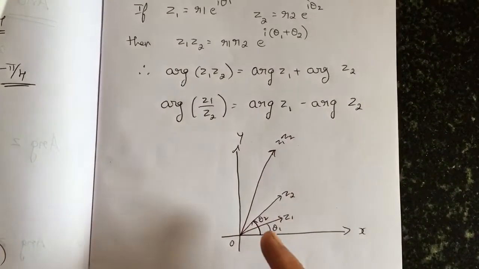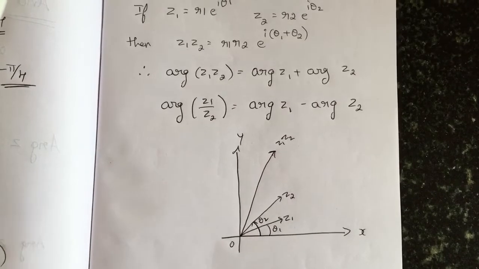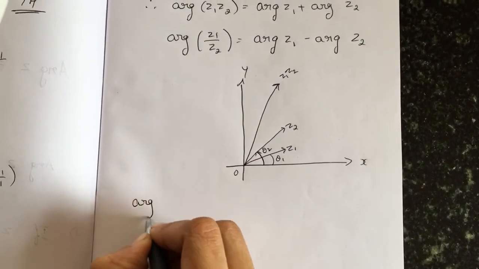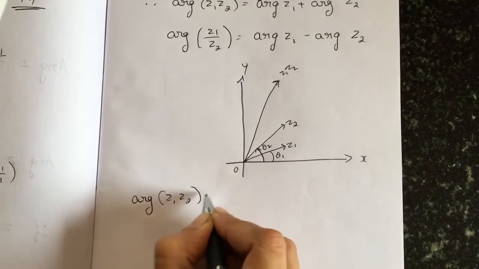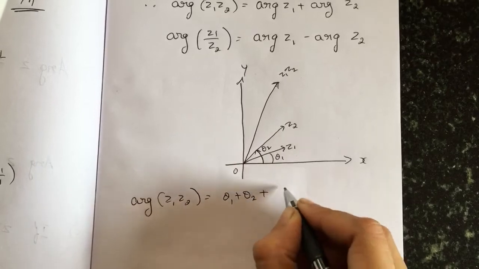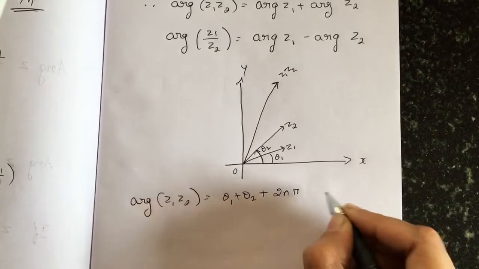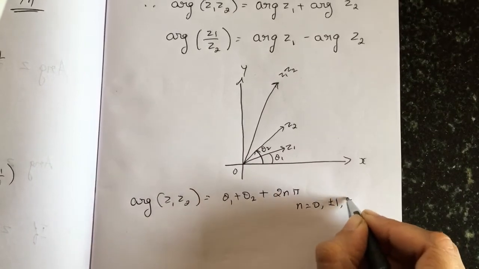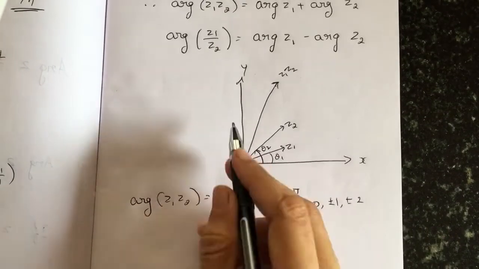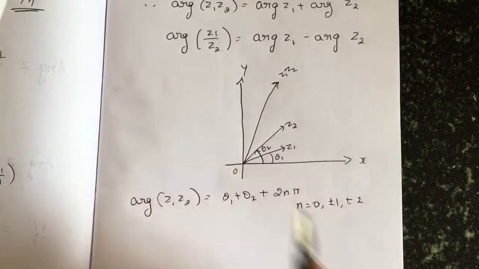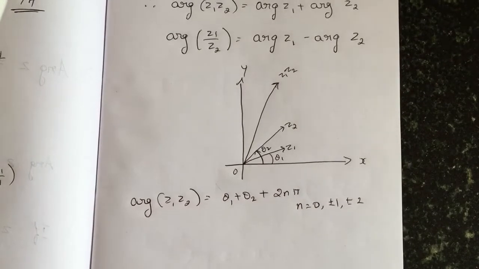So when we are writing the argument of z1 into z2, we can even write it as theta 1 plus theta 2 plus 2n pi, where n can be any value, right, depending on the rotation, which direction you are giving and how many times you are rotating. So that gives the argument of z1 z2.